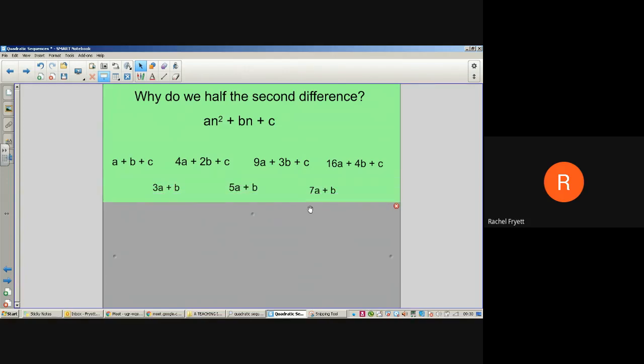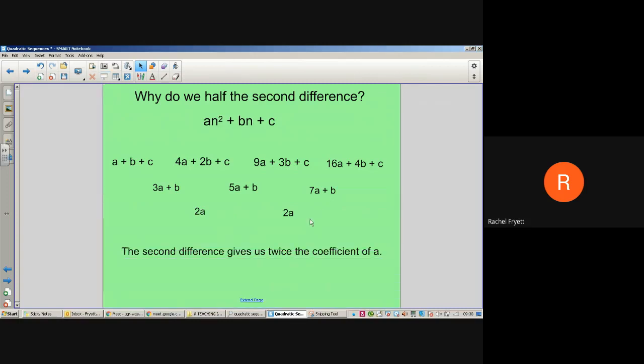And if I find those differences, so the c disappears, I've got 3a plus b, 5a plus b, 7a plus b, and find those differences, it's always 2a. So even the most general thing, it's always 2a. So a, the coefficient of n squared, when we find that second difference, it's always double it. So that's why we need to halve it. You do not need to learn this proof at all, but it's just for your interest.